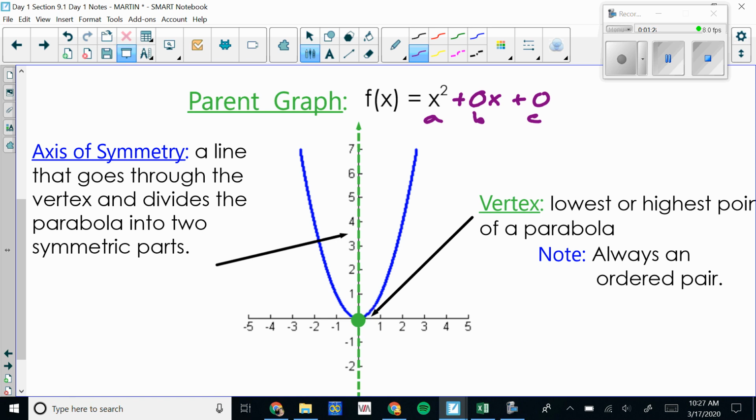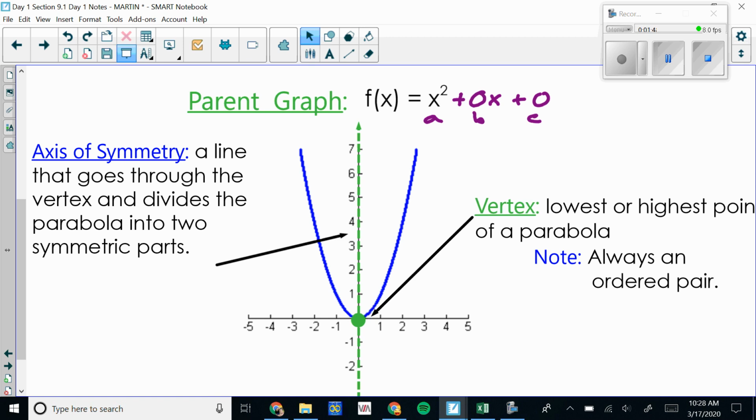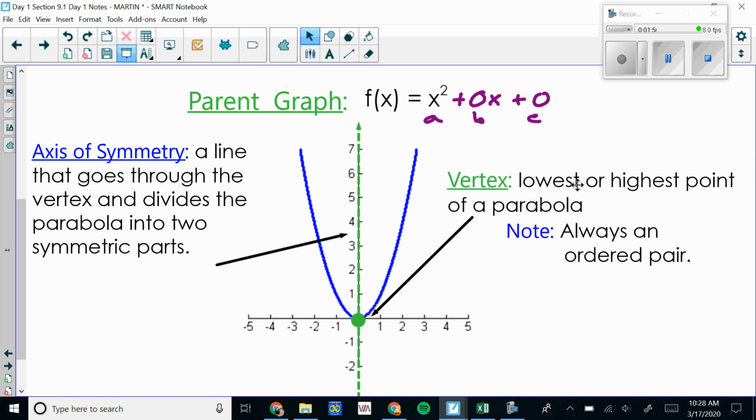A couple things. The axis of symmetry is a line that goes through the vertex and divides the parabola, which is another name for a quadratic, into two symmetric parts. In this case, it'd be the y-axis. That divides it perfectly into two parts. The vertex is either the highest or the lowest point of a parabola. It's always an ordered pair, so in this case it's (0, 0).